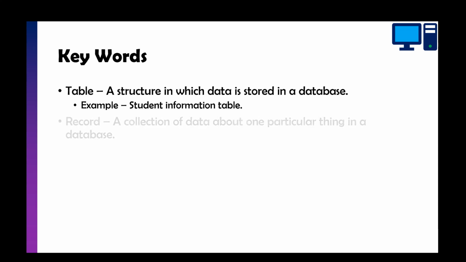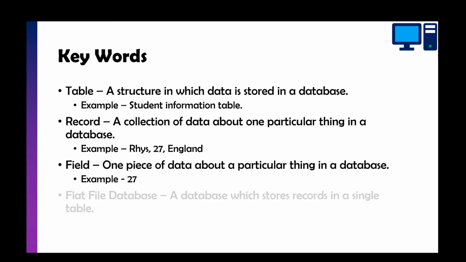So some keywords that we need to know. We need to know what a table is. A table is a structure in which data is stored in a database. So you might have a database that's got one table called student information. Now a record is a full collection of data about one particular thing in a database. So it might be people's name, their age, and their country of origin. So for me it'd be Reese, 27, and England.